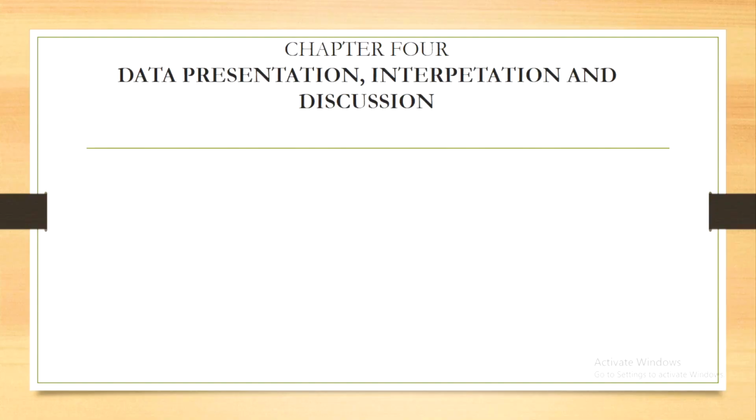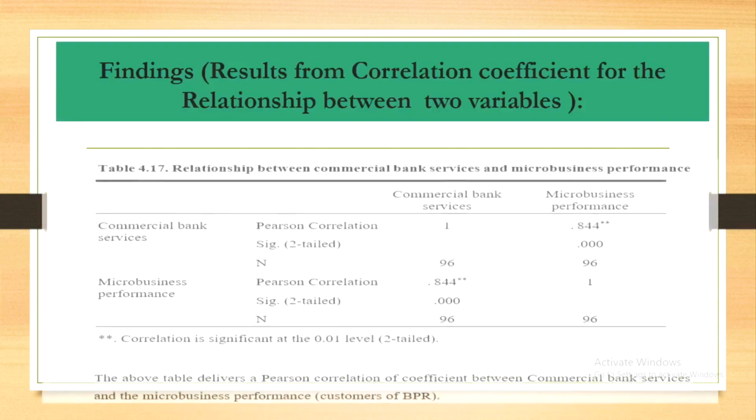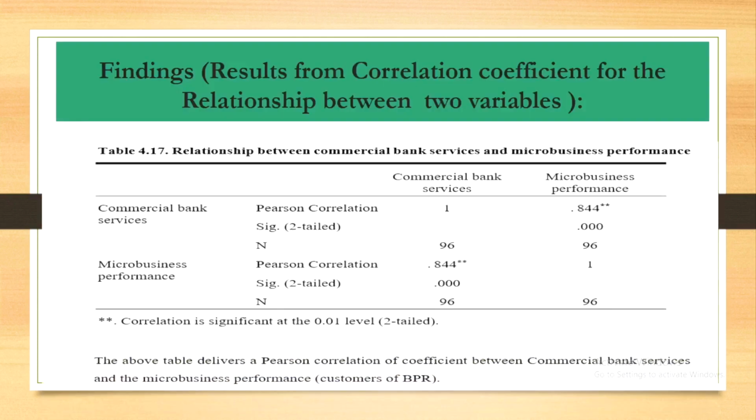So as I said before, in chapter 4, we present, interpret and discuss the data. That's where we use descriptive statistics for quantitative data, determining the frequency and the percentage, and we also use the correlation for determining the relationship, to what extent the independent variable is affecting the dependent variable. So without drawing, this is the relationship between the independent variable, which is commercial bank services, and the dependent variable, which is all about the performance of micro business.